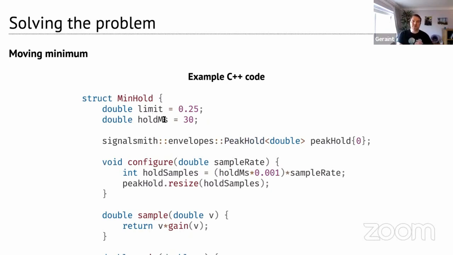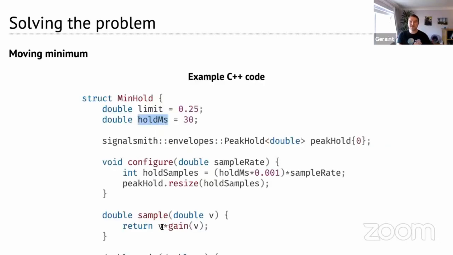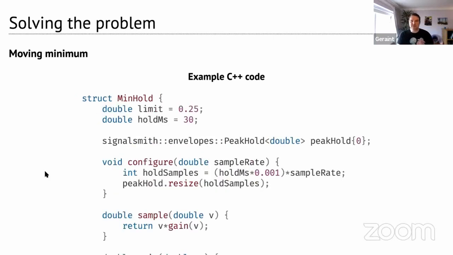But you know how long you want your holding period to be. And when you get a sample in, you calculate a gain, which is this calculation we had before. And then to turn a moving maximum into a moving minimum, you invert the input, and then you invert the output. So this gives you the graph that you have here.